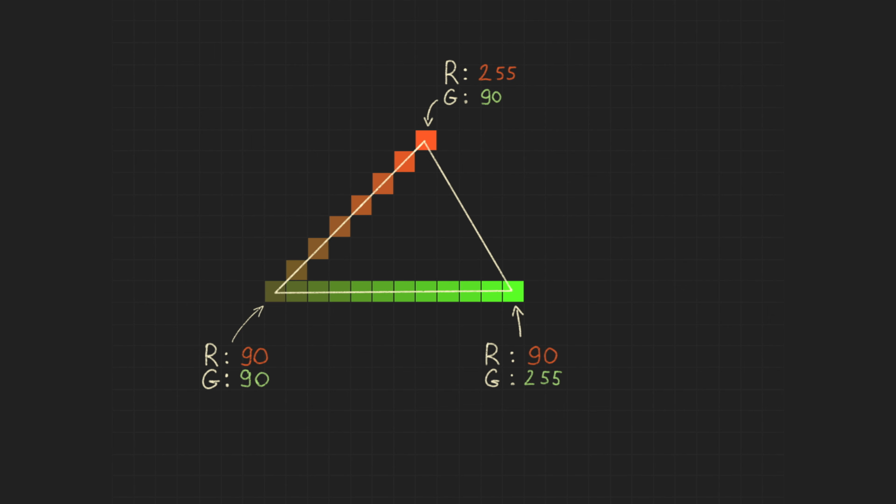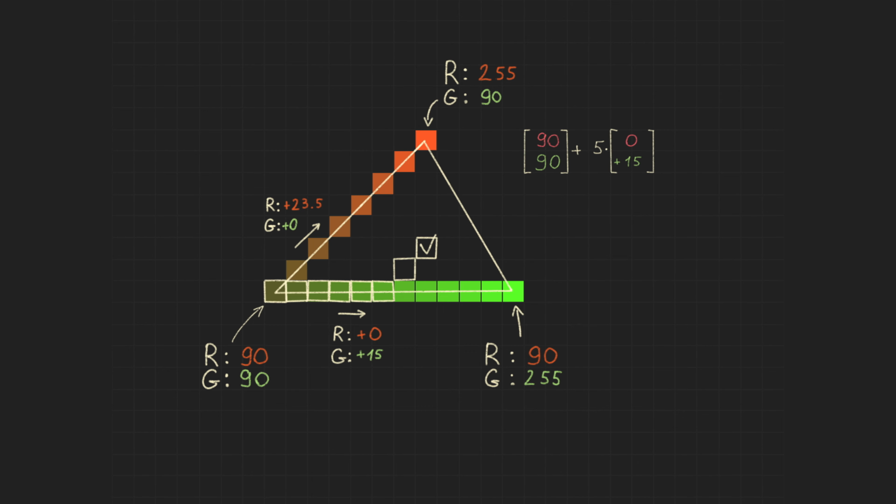Each time we go 1 pixel to the right, we add 15 to the green component. Each time we go 1 pixel along the other side, we add 23.5 to the red component. How to calculate the color of that pixel? We start from the left vertex. Go 5 times to the right and 2 times along the left side. So the result color is the color of the left vertex plus 5 times incrementing it along the bottom side plus 2 times incrementing it along the left side.